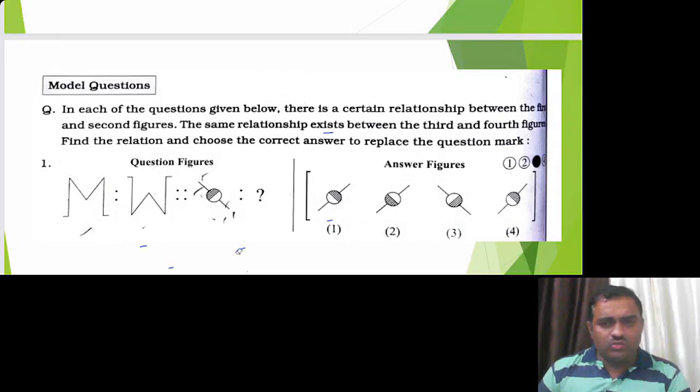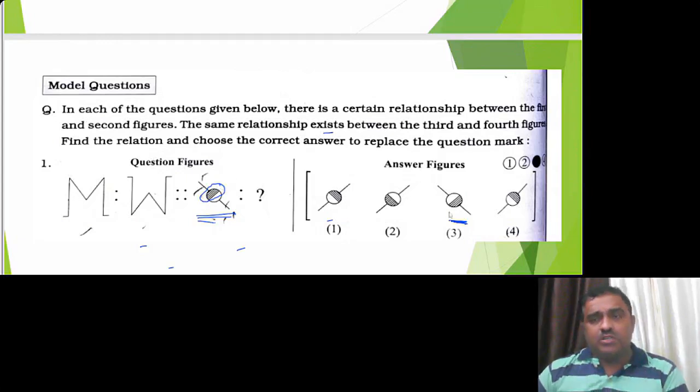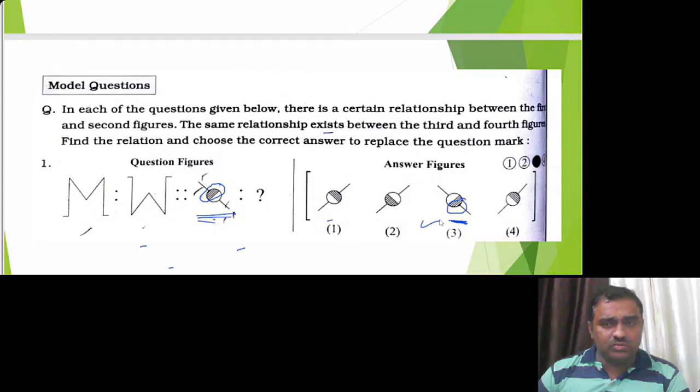How did you not understand? It is clear. See, water images: this is left, and this is right. So it should be left and right. Only this figure is there. And see, this shaded portion is at the top. So in the water figure, the bottom portion should be shaded. So option number 3. Got it, everyone? Or not yet?